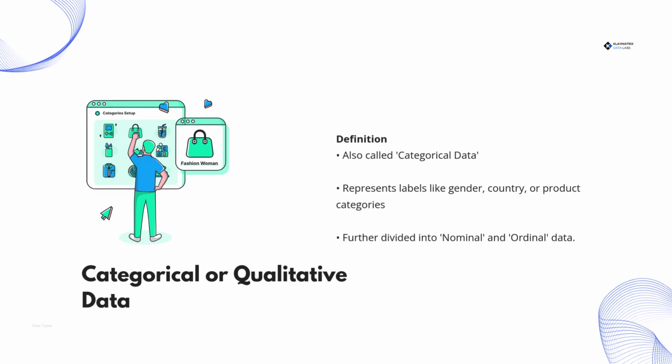Qualitative data is about labels and categories. For instance, when you fill out a survey and select your country or favorite color, that's categorical data. But not all categories are the same. Some have a meaningful order while others don't. That's where nominal and ordinal data come in. Let's look at them.